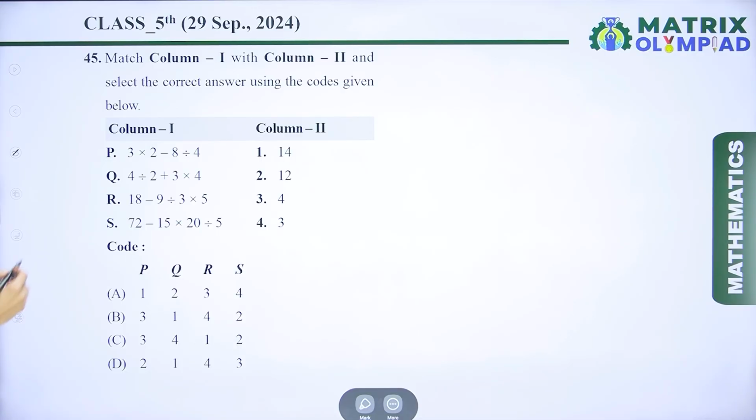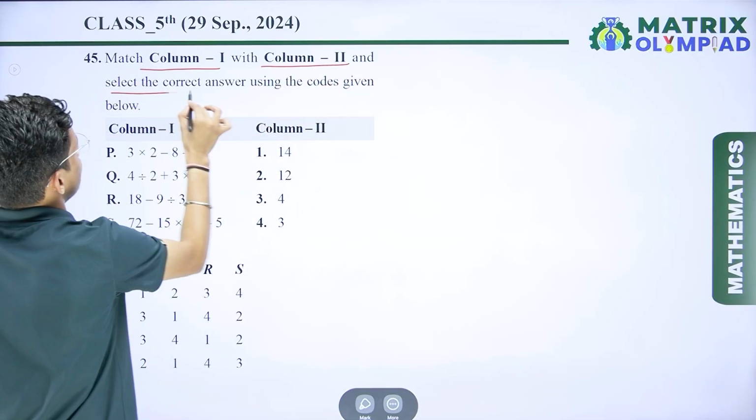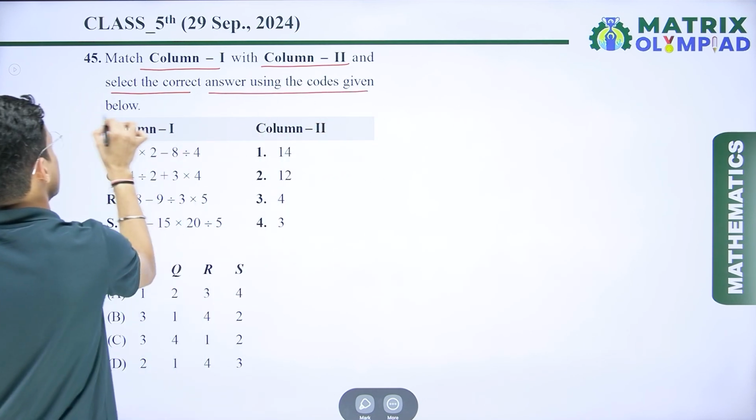Now the next question is that match column 1 and column 2 and select the correct answer using the code given below.